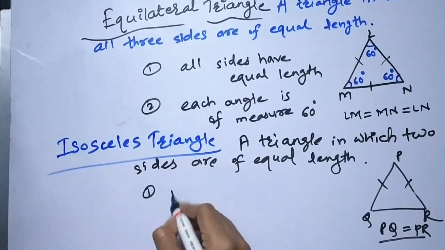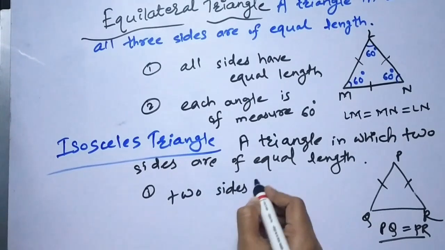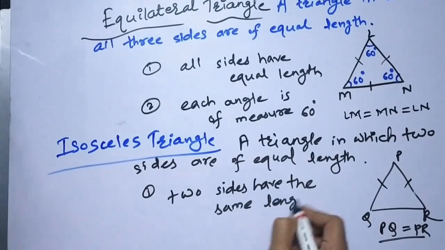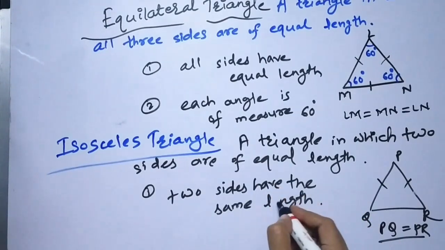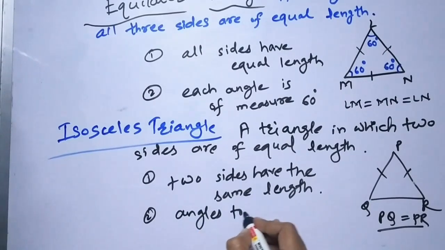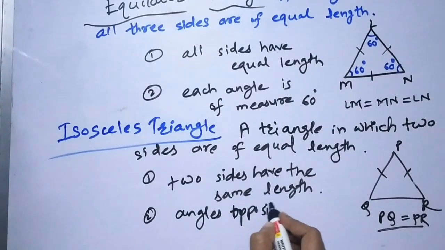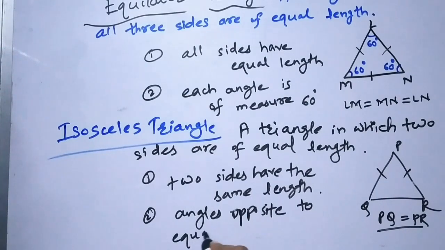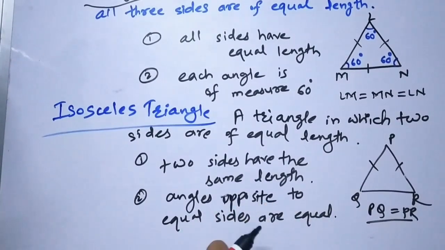So here, what is the first point? Only two sides have the same length. And friends, one more important point is about the angles. Angles opposite to equal sides are also equal. So friends, what does it mean? Angles opposite to equal sides are equal.